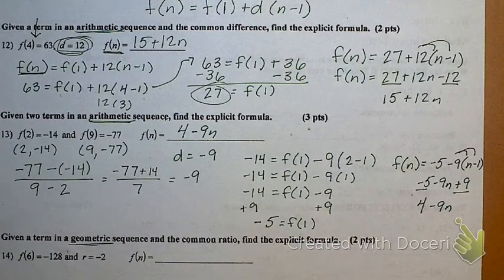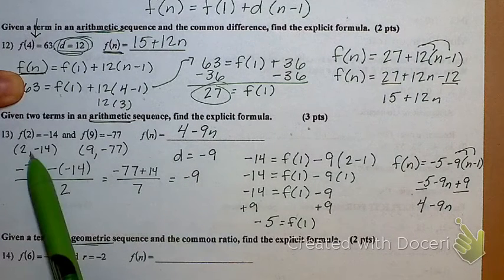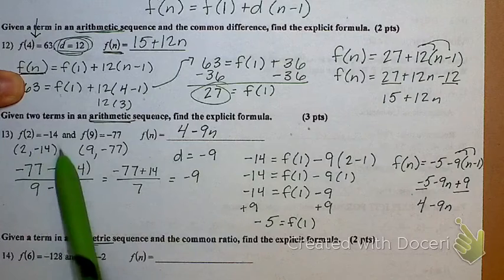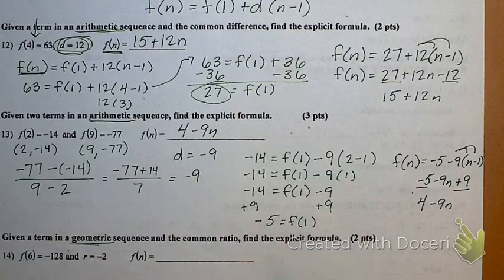Wait. Before you simplified it, the equation was negative 5 minus 9 times n minus 1. Oh. So again, once I got d, I started off basically where I did here in step 1. I picked one of my terms, I plugged in this for f of n, and I plugged in 2 for n, and then just solved to get f of 1.